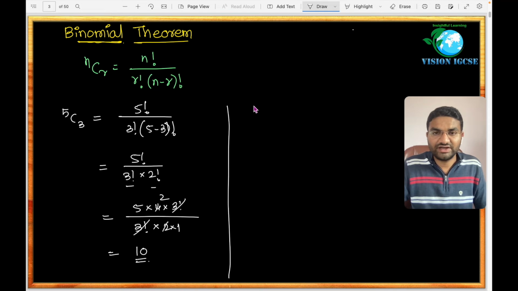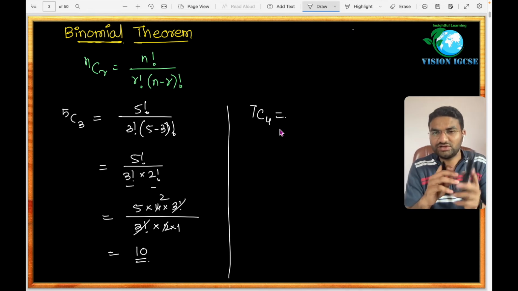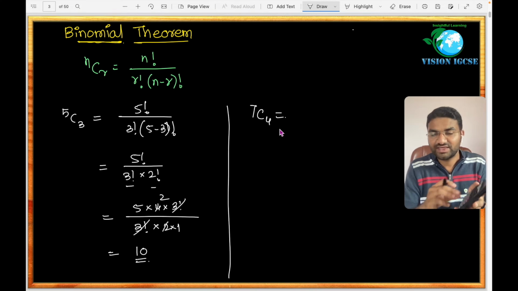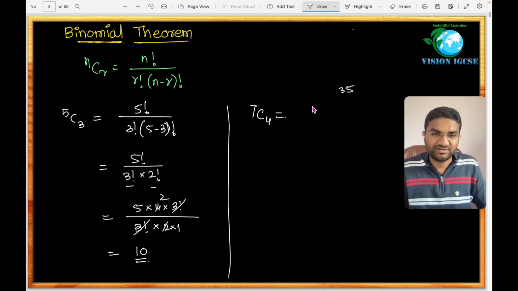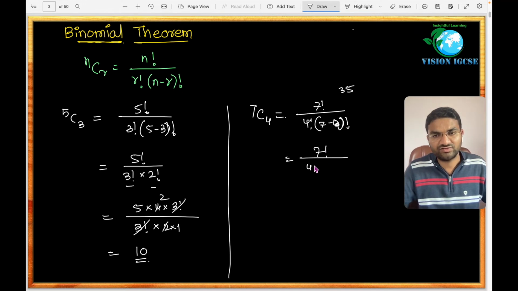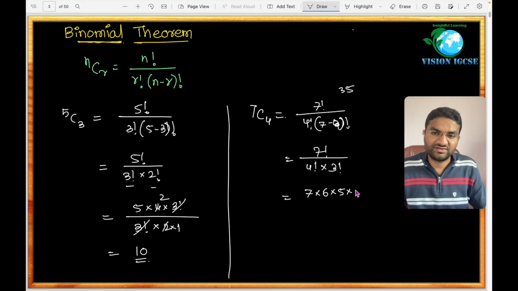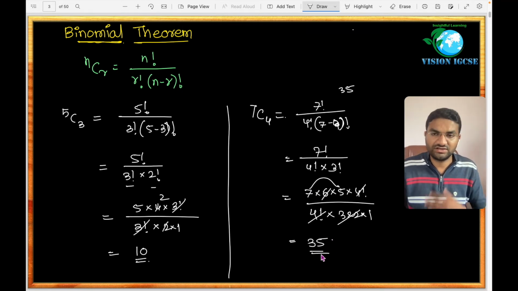Then let's take another example, 7C4. Even on your calculator you have an option. If you put it in the calculator, you will get the answer straight away. So 7C4 gives 35, and we will cross verify whether we get 35. So 7 factorial over 4 factorial times (7 minus 4) factorial, which is 3 factorial. So 7 factorial over 4 factorial times 3 factorial. Expanding, 7 times 6 times 5 times 4 factorial over 4 factorial times 3 times 2 times 1. The 6 cancels out, the 4 factorial cancels out, and 7 times 5 is 35. So we got the answer 35.